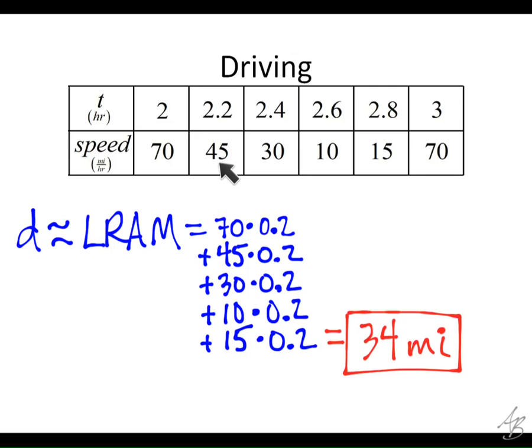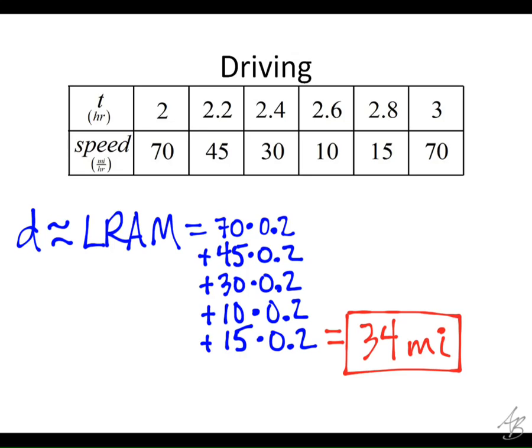So the assumption with the right rectangles is that the value of the function is equal to the value of the function at the right edge of the interval. And so we would assume that over this first interval from 2 o'clock to 2:12, we're driving 45 miles an hour the entire time. Okay, so it doesn't matter what we are actually driving at the beginning of that interval. We're going to assume that it's 45 the whole way. So we're using the right endpoint to find the value.